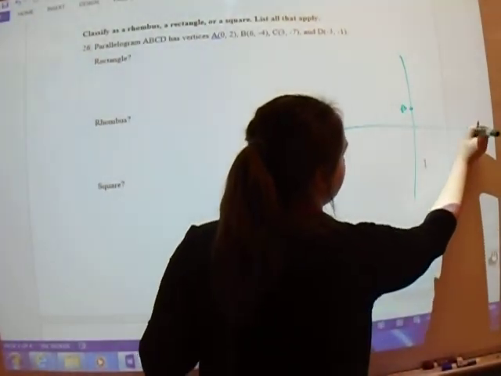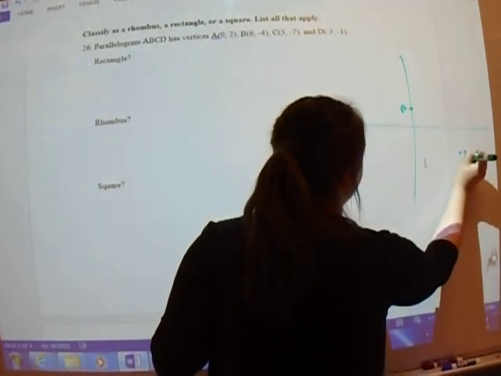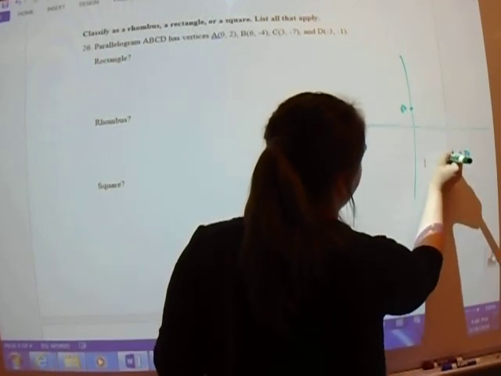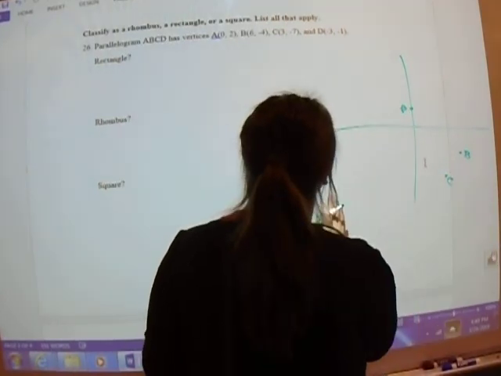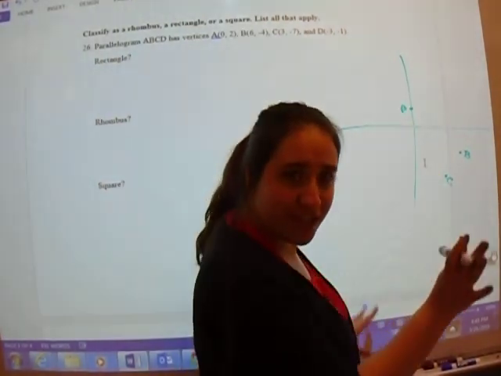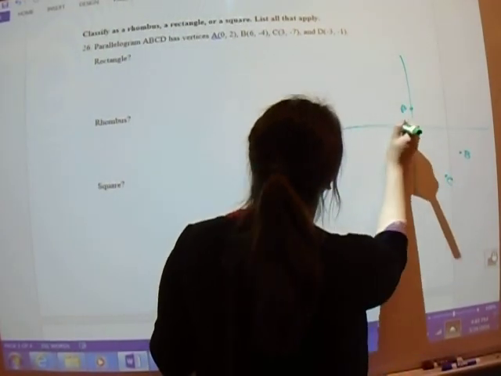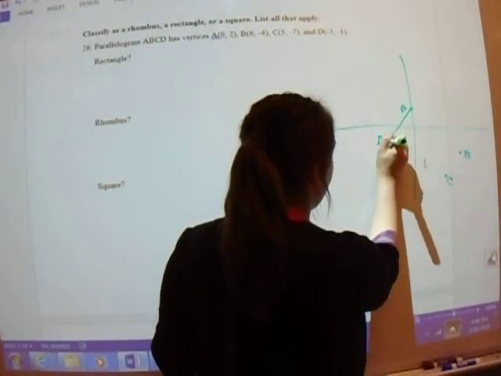B is 6, -4. C is 3, -7. Say over here. Sorry guys, I know this is not completely drawn to scale, but I'm just graphing it so we get an idea of where everything is. And D is -3, -1. So this is about D. Alright?